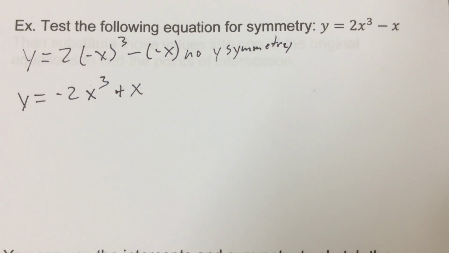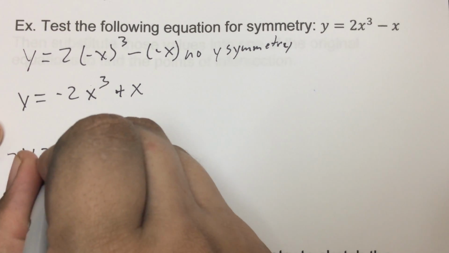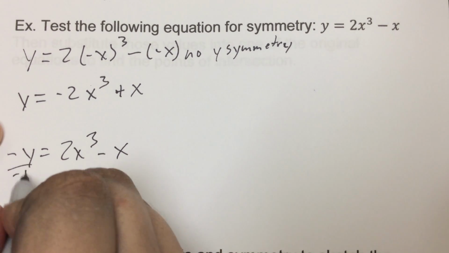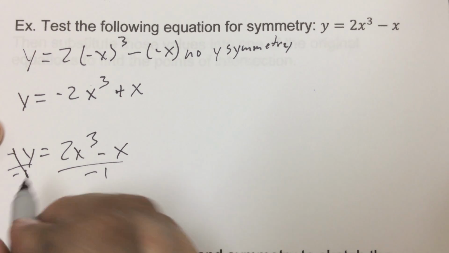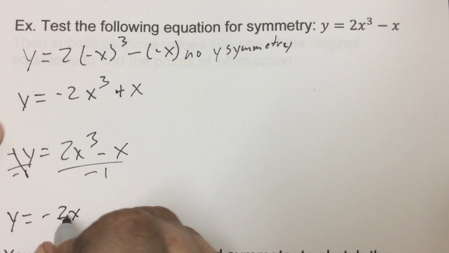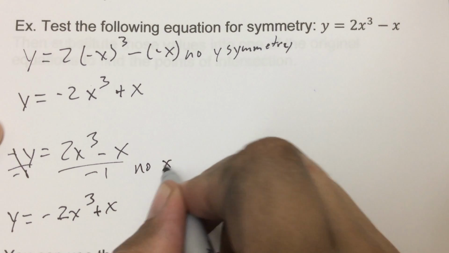Now, when you do this in your homework, you won't necessarily have to write all of this out, but at least you should go through this in your head and go, okay, if I put a negative x here, what's going to happen? Okay. So if I go to the next one, if I do a negative y, well, technically I would divide by negative 1 to get rid of the negative. So we would have y equals negative 2x to the third plus x. Again, no x symmetry.